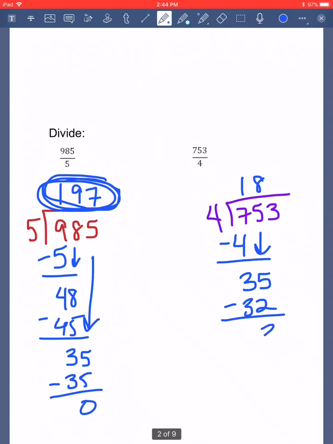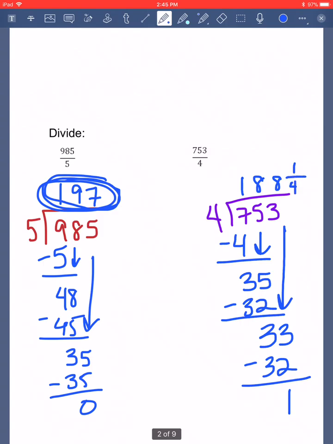Then we subtract and we get 3. Bring down our next term and start over again. How many times does 4 go into 33? It goes in 8 times. And then 8 times 4 is 32. We subtract and we get 1. And I have nothing else to bring down. So my next step is I need to decide how I want to write my remainder. And I'm going to write my remainder today as a fraction. So my fraction is the remainder, which is 1, over what I divided by, which is 4. So I get that 4 goes into 753, 188 and 1/4 times.